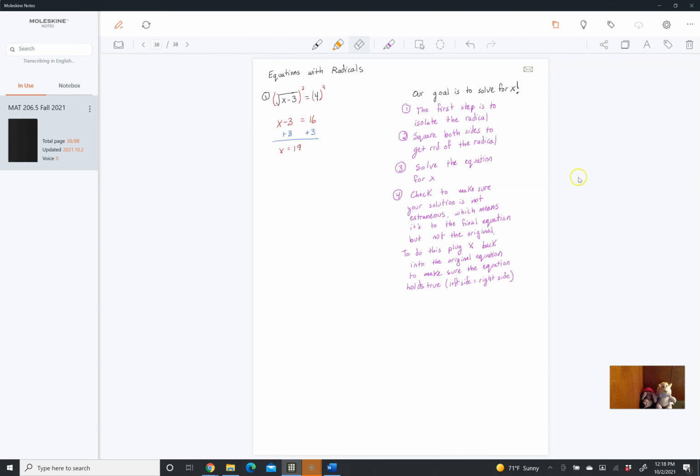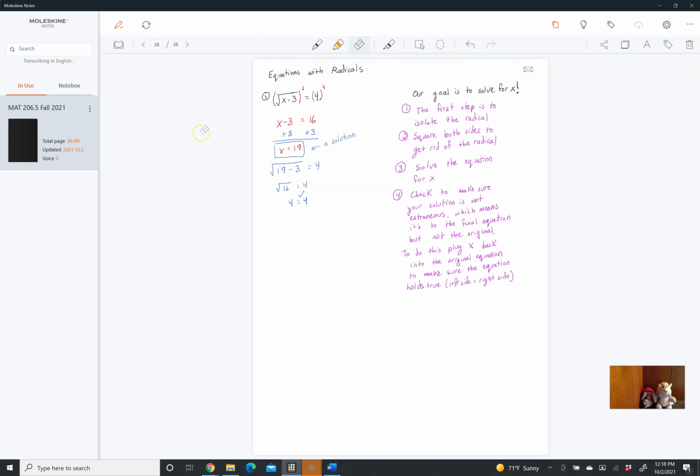Okay, so in this case, you would be making sure that the square root of 19 minus 3 is in fact 4. So the square root of 19 minus 3 is the square root of 16. Is the square root of 16 4? Yes. So x equals 19 is an answer here. Okay, it's not extraneous. Okay, and these are the 4 steps that you're going to follow for every single equation that you have.